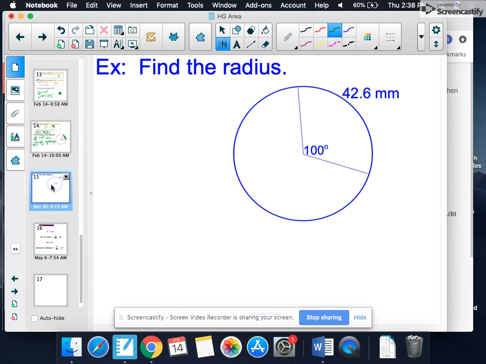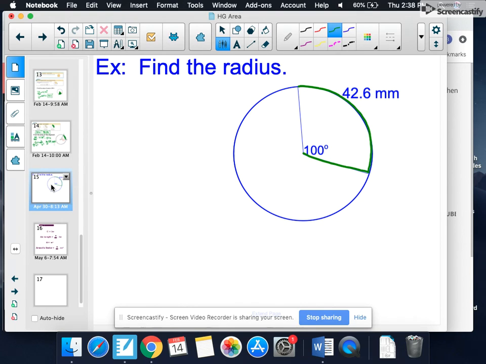And then the last example we're going to look at is just a working backwards problem. So this says find the radius. So we need to find the radius of the circle. So this is what we're looking for here. And so what we have to do is figure out which formula we're going to use based on what we're given. So we're given this arc length here is 42.6.